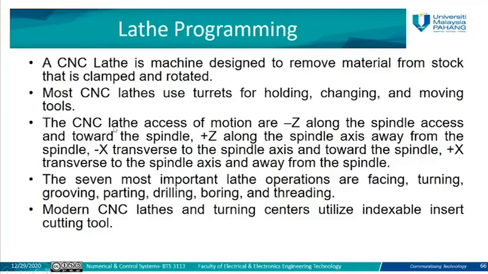A CNC lathe machine uses the Z-axis and X-axis. One of them is towards or away from the spindle, and the other is towards or away from the workpiece. The seven most important lathe operations are facing, turning, grooving, parting, drilling, boring, and threading. As you can see here, drilling can be used for both, and some facing is also used for both, either in a CNC milling machine or in a turning center. It's all the same.